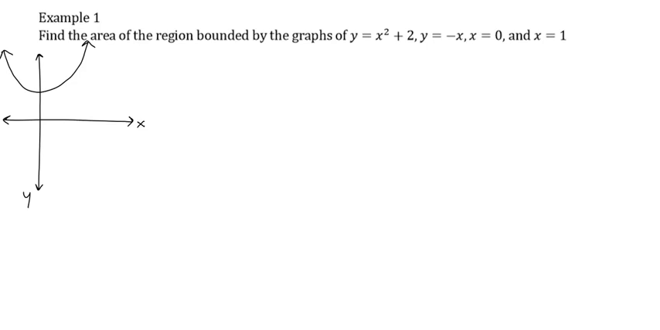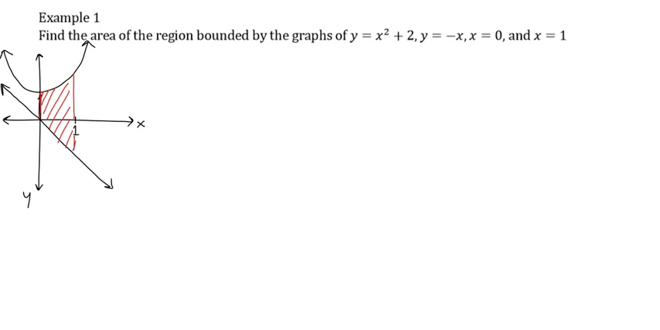Next, I'm going to sketch the line y is equal to negative x. That is a line that goes through the origin and has a slope of negative 1. So that line looks like that there. So we're interested in finding the area between these two graphs, between x is equal to 0 and x is equal to 1. X equal to 0 is the y-axis, and x equal to 1, I'll say, is about right there. So the area that we're looking for is this area here in this red region.